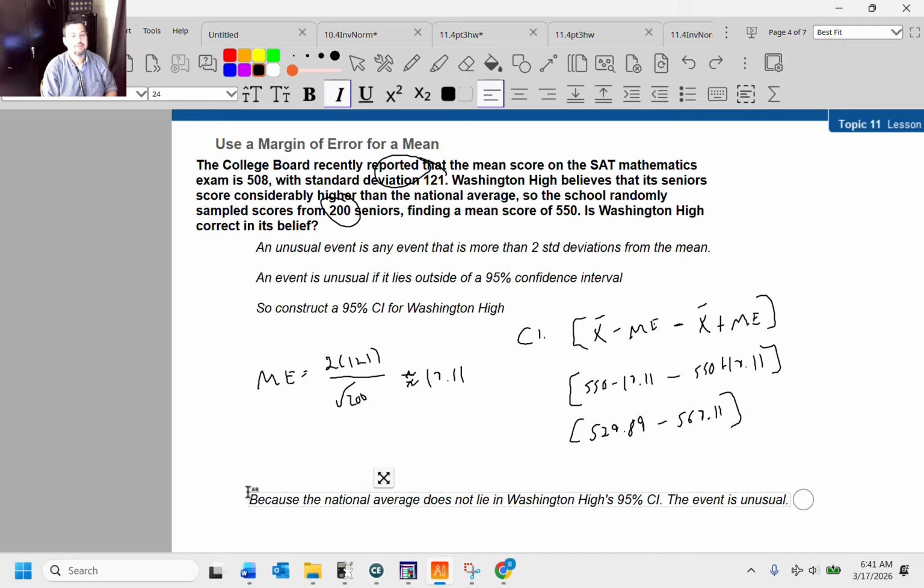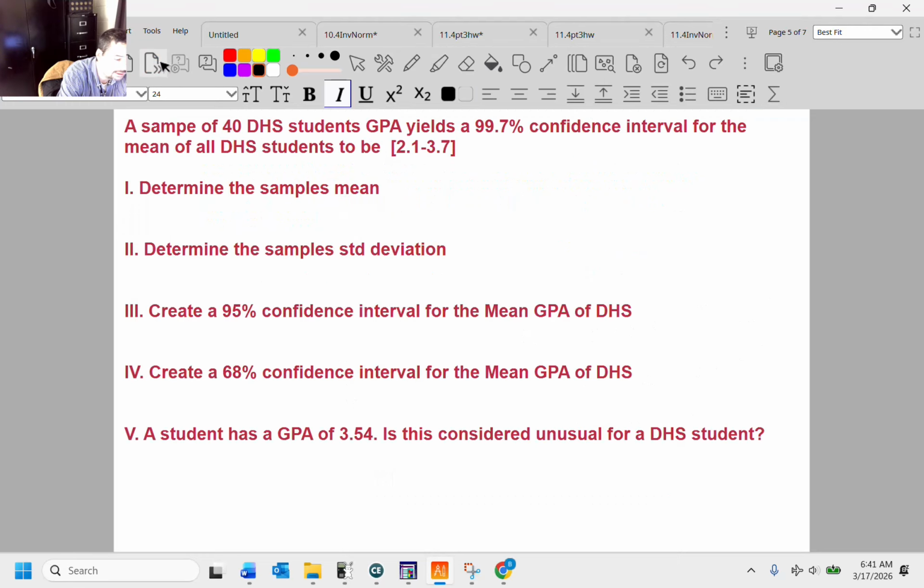They are significantly above average. If that confidence interval contained the national average, then there'd be nothing special about Washington High whatsoever.